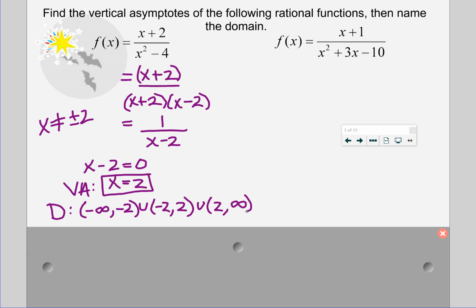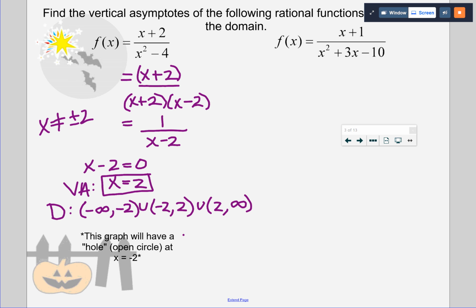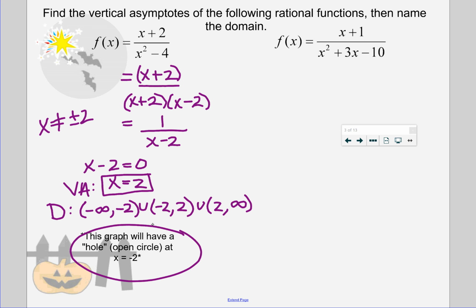Now, what does it mean when we have a domain restriction, but it's not an asymptote? That means that you have, and I think it says this at the bottom of your paper, a hole at that point on the graph. So it means you're going to see the curve. Holes, by the way, are really difficult to see with your graphing calculator. You're going to have to find these in the equation.